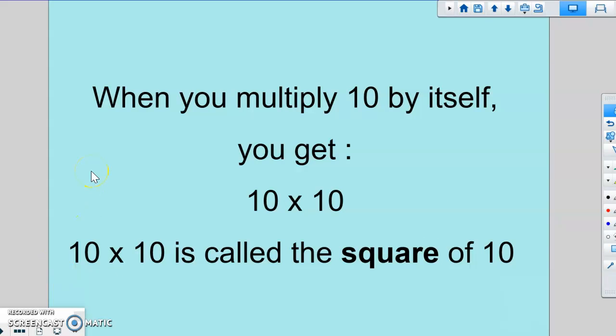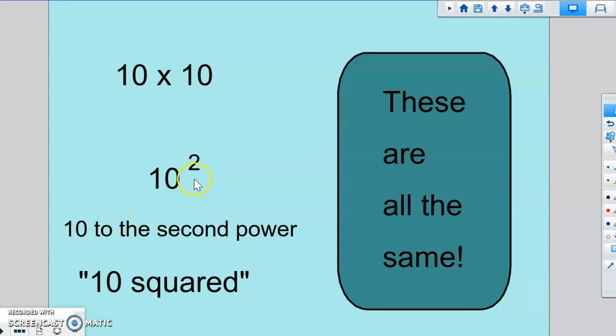So for example, when I am multiplying 10 by itself, I get 10 times 10. 10 times 10 is called the square of 10. When I look at all of these on this page, they all really mean the same thing. The first example that we looked at, when I have my base of 10 and 2 as my exponent, what that is telling me to do is to multiply my base times itself 2 times.